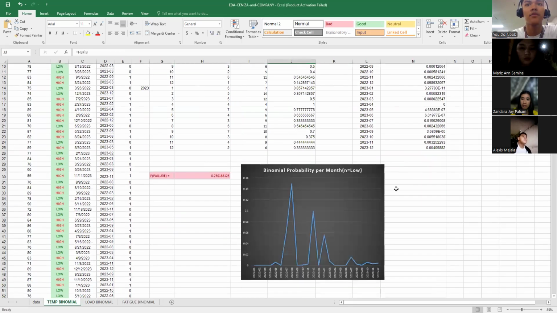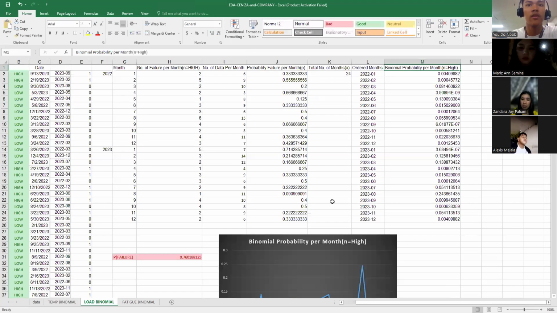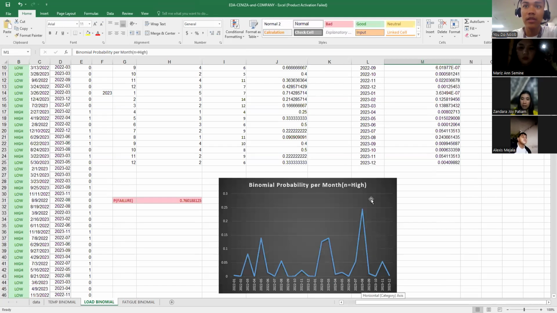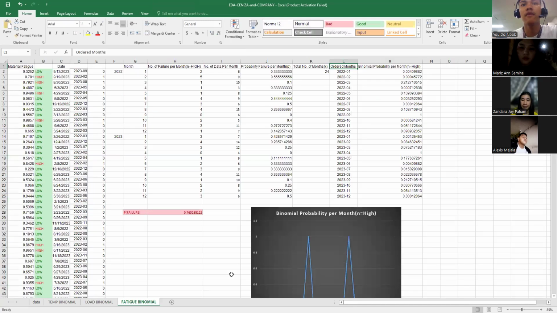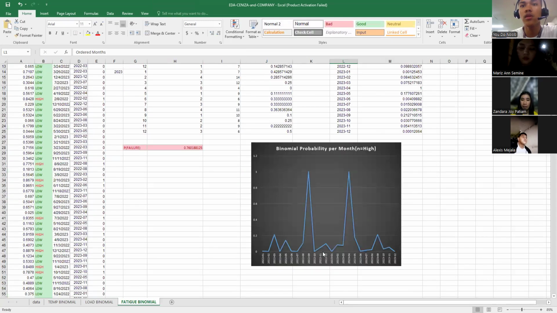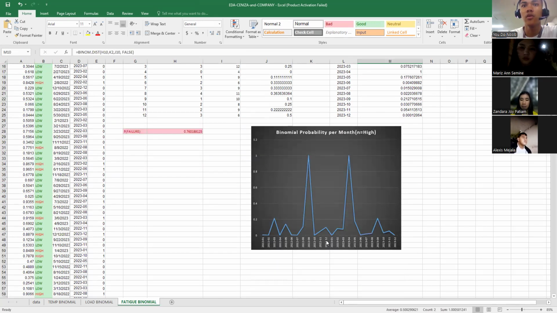Let's go first at temperature. This is the graph of the environmental conditions, where as we can see, the month of August 2022 has the highest percentage among all. Now for the traffic load, it is the month of August 2023, the same month but a different year. And lastly, for the material fatigue, there are two separate months that have a probability of 100%, which are the month of September 2022 and the month of 2024.